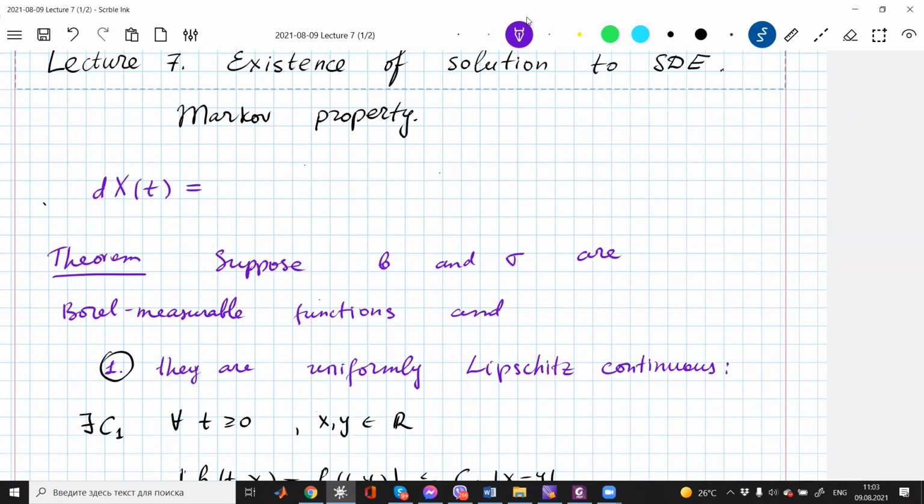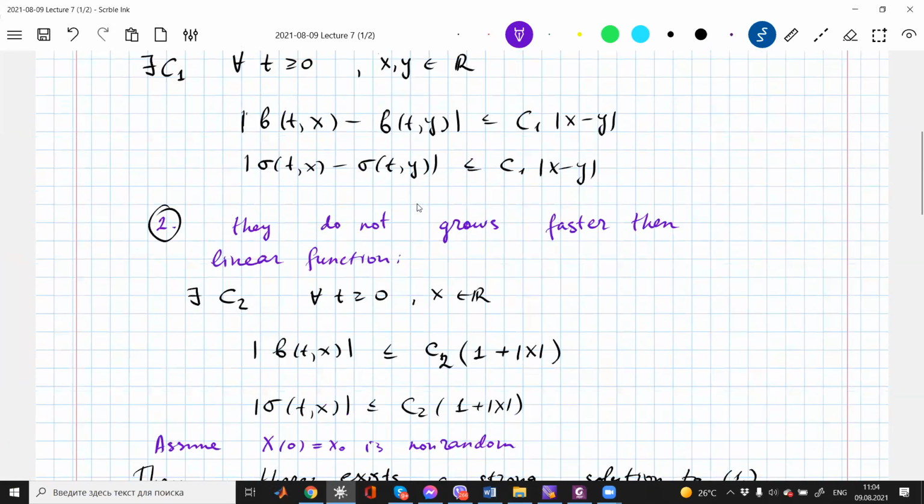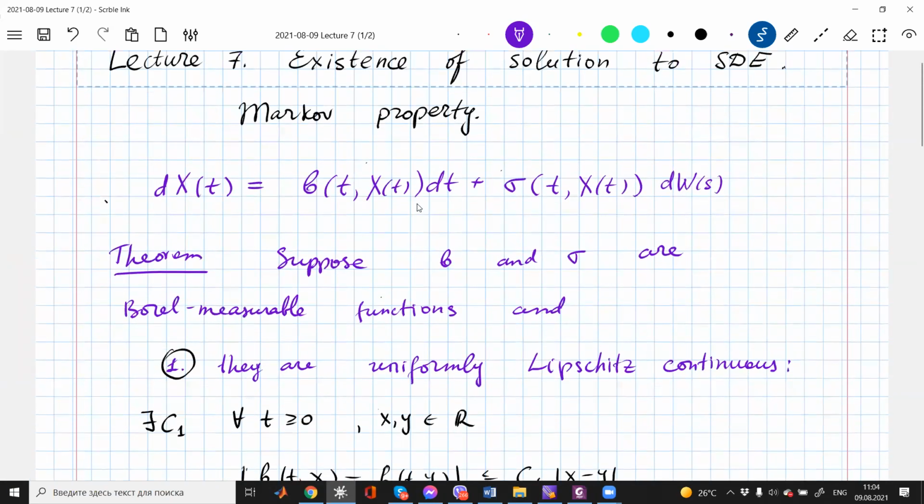So we have dX_t equal to b(t, X_t) dt plus sigma(t, X_t) dB_t. Here, the Brownian motion, I'm sorry, I forgot what letter I used in the previous lecture. I believe for Brownian motion we use the letter B. And we have an initial condition: at initial time we have some starting point x0. So we are considering such a Cauchy problem.